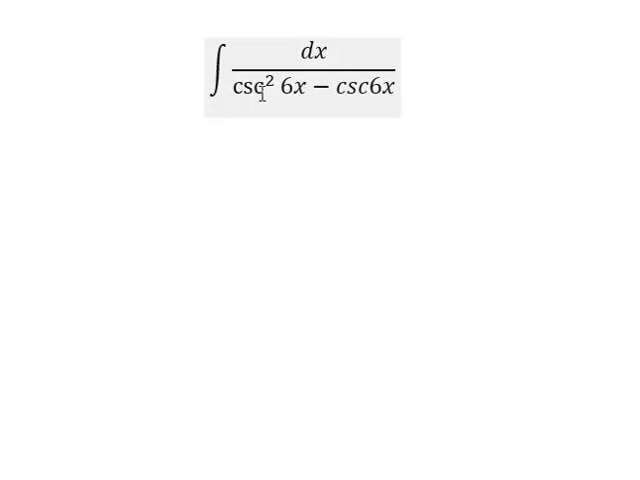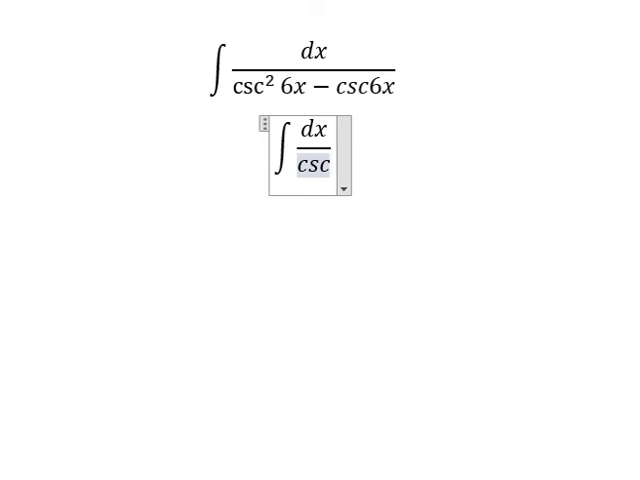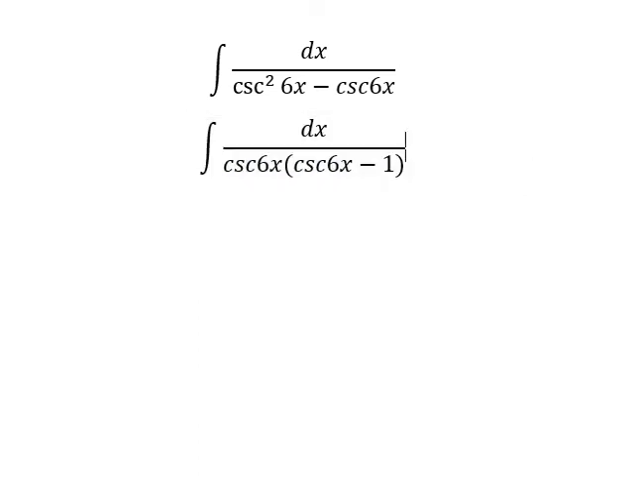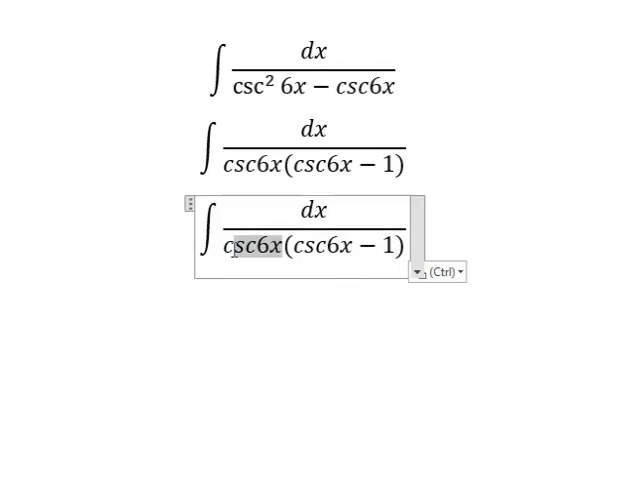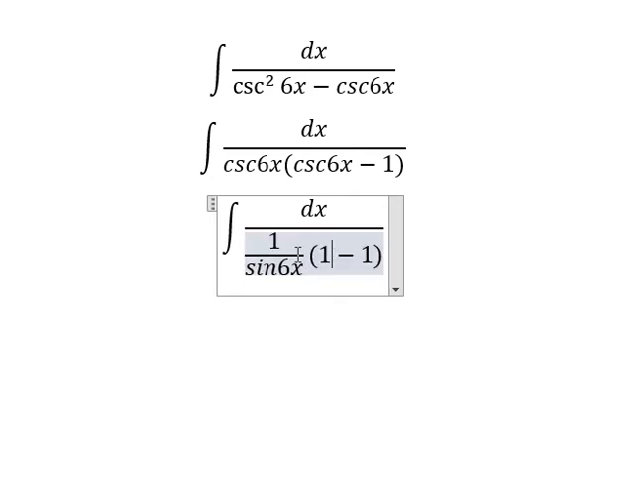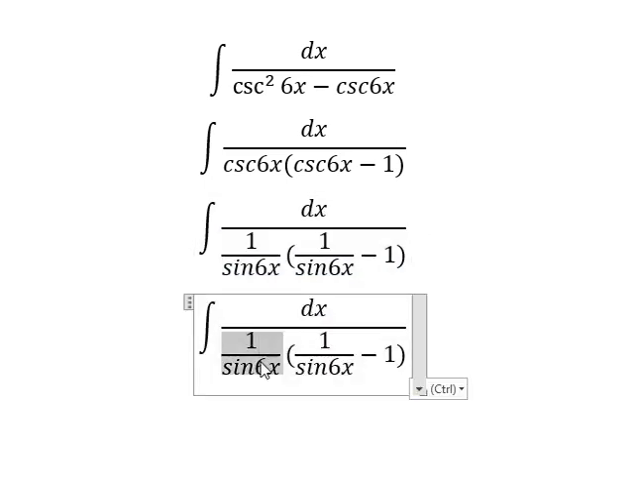Now, let's go to question number 2. We see that we have cosecant of 6x. You can do about factorization. So this one, that's it about 1 over sine 6x. This one, that's it about 1 over sine 6x. And this one will go to numerator.